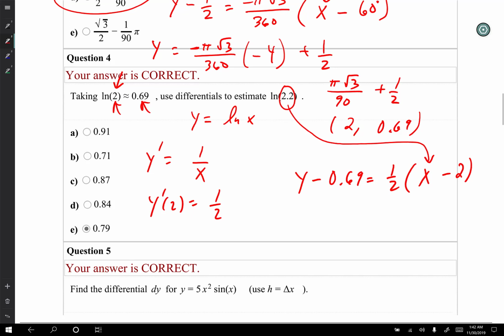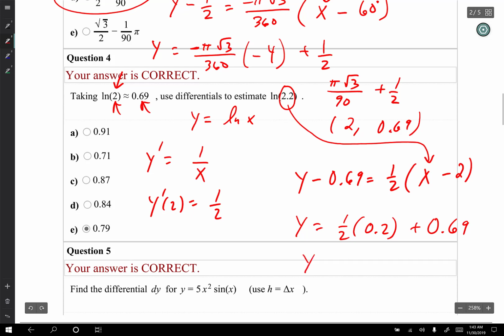So I have, let's see, 2.2 minus 2 is 0.2. So y equals half of 0.2. I could say 1/5 again, but the 0.69 here is in decimal. And no, it doesn't look like I need my calculator, guys, so I got lucky. Half of 0.2 is 0.1. So 0.1 plus 0.69 is 0.79. So there it is.